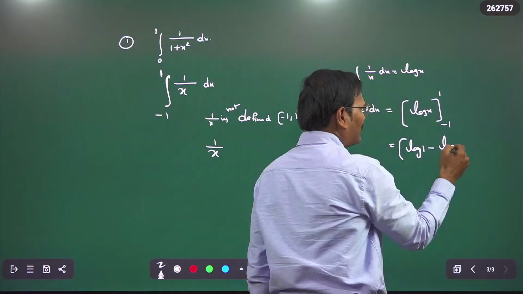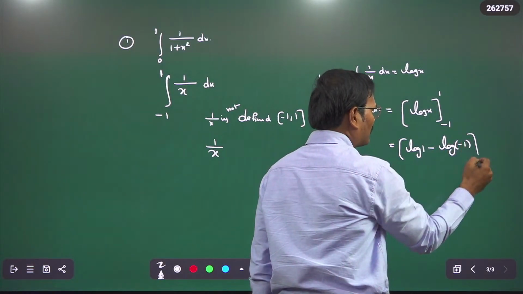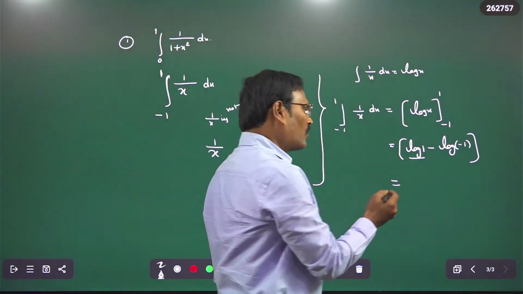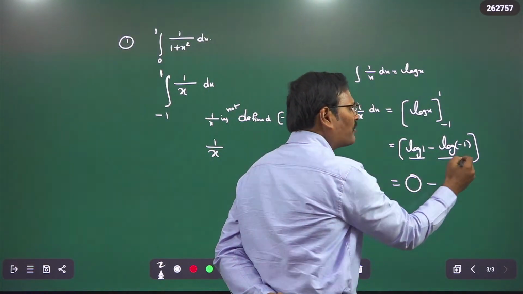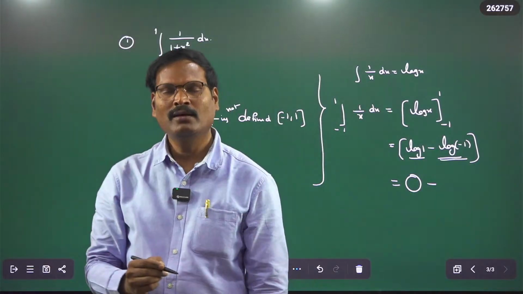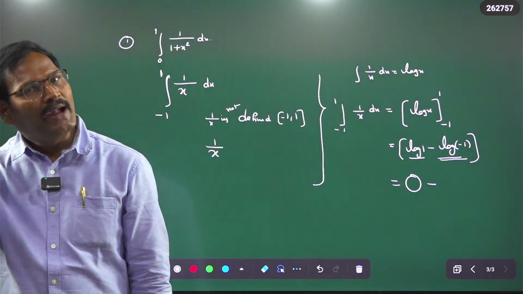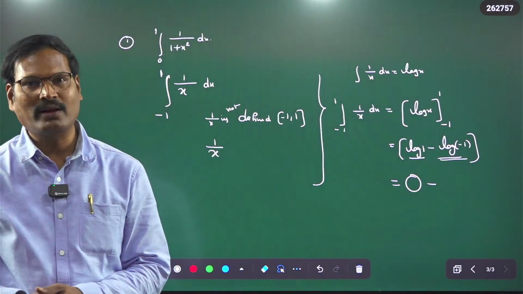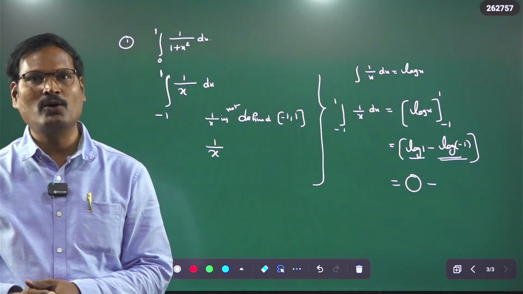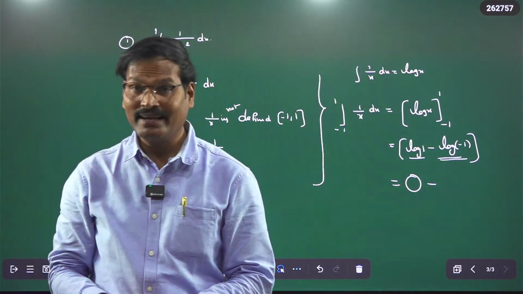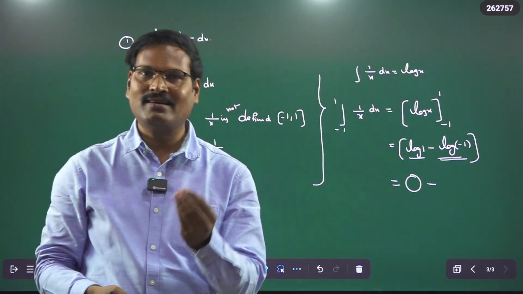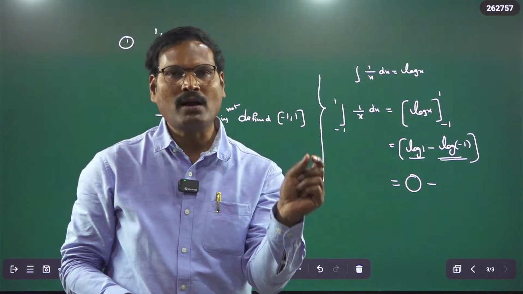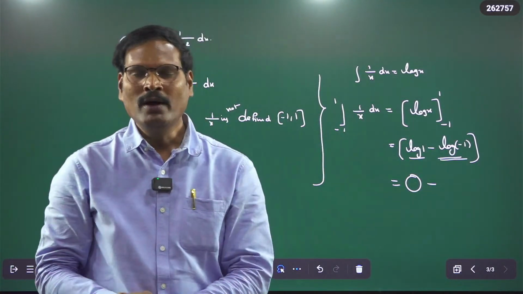Log 1 minus log of minus 1. We know log 1 value is 0, right? Log 1 is 0. But what about log minus 1? Is it defined? We cannot define the log of a negative value. So integration does not exist for integral minus 1 to plus 1 of 1 by x dx. Why? Because 1 by x is not defined at x is equal to 0. 0 is a part of the interval minus 1 to plus 1.